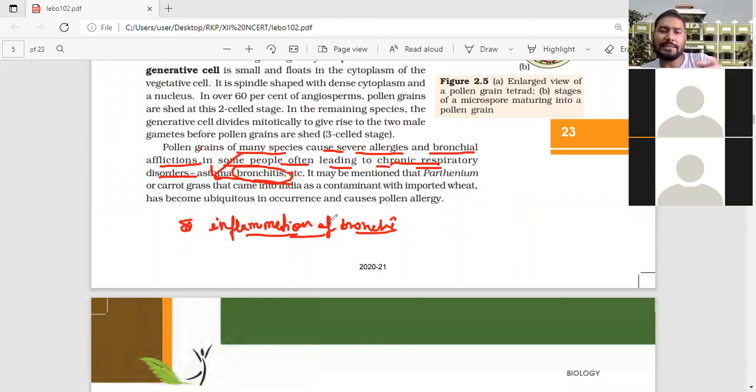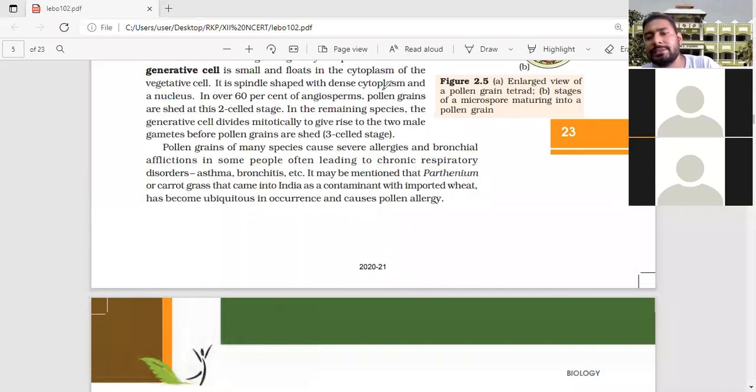Bronchitis, arthritis. Arthritis means inflammation in the joints. That means if -itis comes anywhere, you can say inflammation of that particular part. Now, this is a chronic respiratory disease also caused by these pollen grains, if those persons have an allergy and inhale this pollen grain.